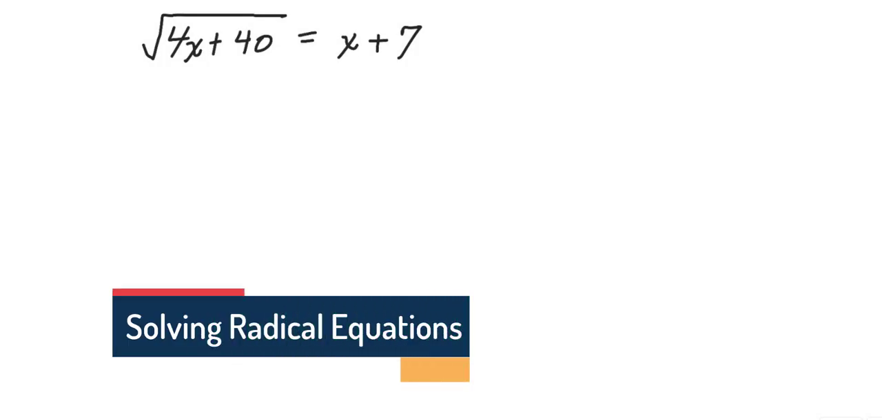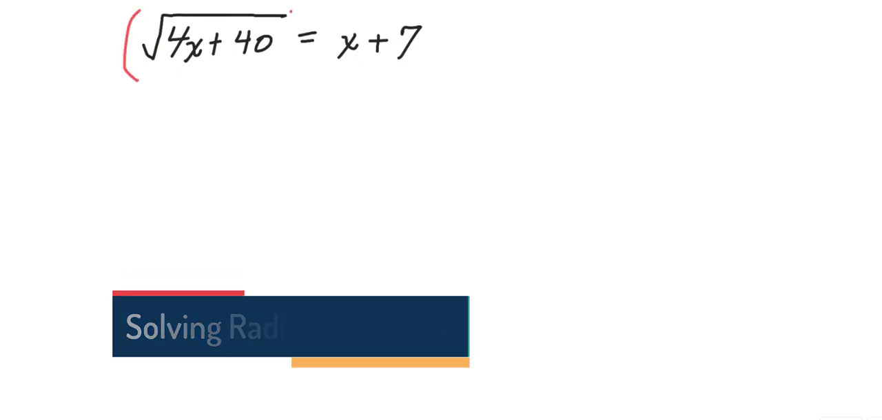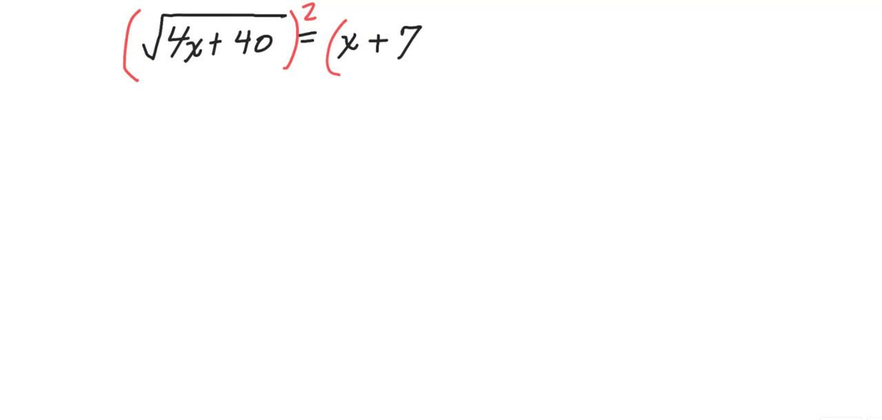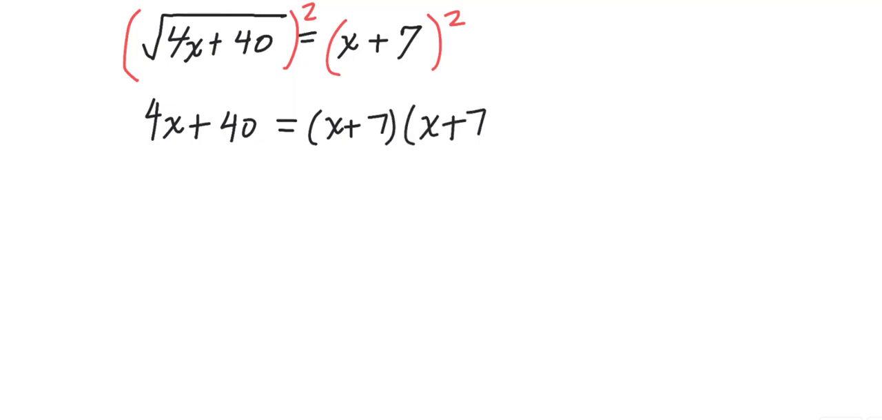Okay, so we have a radical here again. It's a square root. So to get rid of a square root, we could square both sides. And so that clears out my square root. Now be very, very careful. This is not x squared plus 49, right? This means x plus 7 times x plus 7. So you have to FOIL this out.